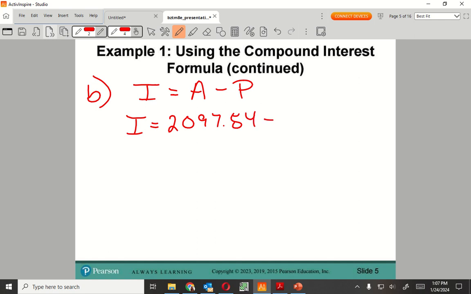So, right here, my I is equal to 2,097.54 minus my principal, which is 2,000 dollars. And the interest by itself came out to be $97.54. Now, since this is an investment, that means that by letting your money sit there, your money made $97. That's nice, right? Just for letting it sit there. Your money accrued interest. Money makes money.